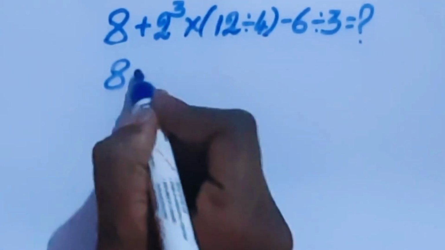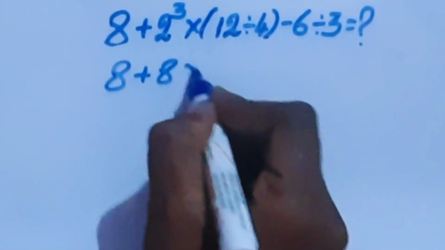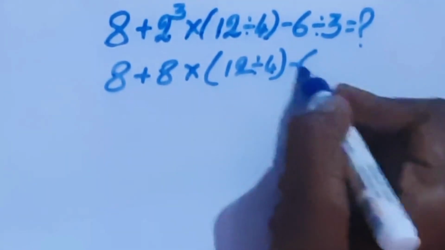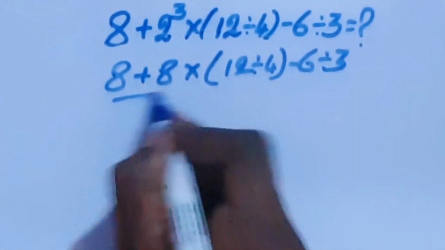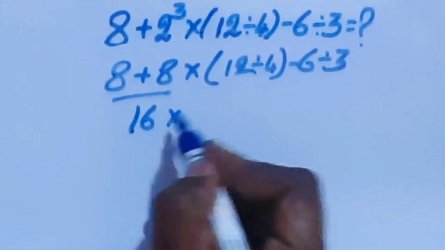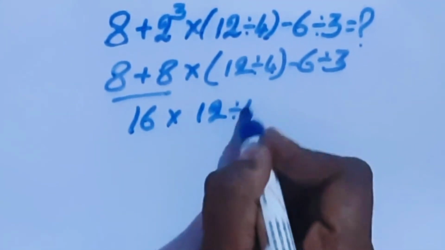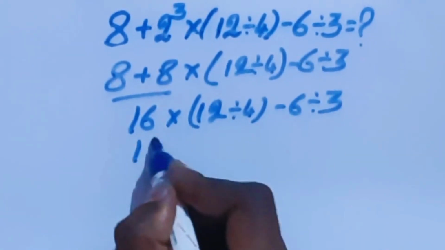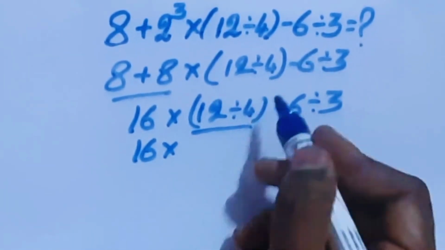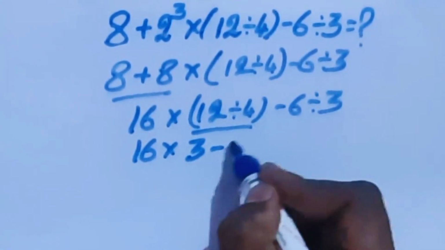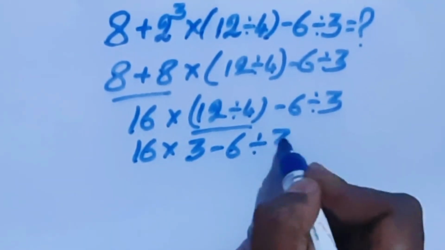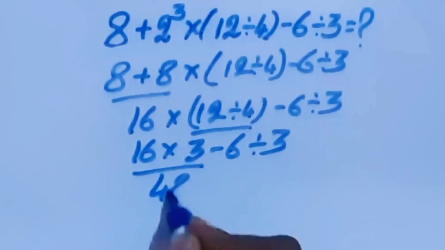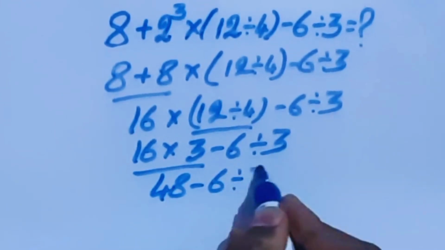Again here, (8 + 2^3) × (12 ÷ 4) − 6 ÷ 3. Here 8 plus 8 is 16, times (12 divided by 4 in bracket), minus 6 divided by 3. Here 16 times 12 divided by 4 is 3, minus 6 divided by 3. Here 16 times 3 is 48, minus 6 divided by 3.